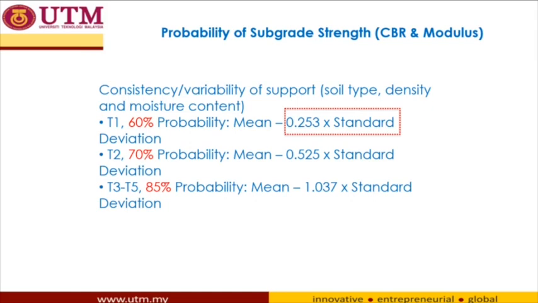So how does this subgrade strength relate to the probability that I've just mentioned? Actually, the probability of the subgrade strength reflects the consistency or variability of the support or foundation, for example, in terms of the variation in soil type, density, and moisture content. That's why the following equations are provided to consider this factor in the design. So how to use these equations? Later in the worked example, I'll show you how to use these equations and how they influence the subgrade class selection for the thickness design.